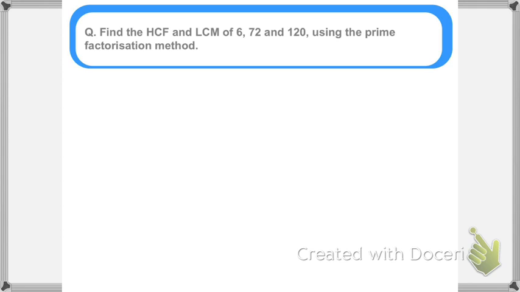Find the HCF and LCM of 6, 72 and 120 using the prime factorization method. You'll have to find out the HCF and LCM of 3 numbers. Okay, let's do it by the prime factorization method again. So let's do it first for 6.